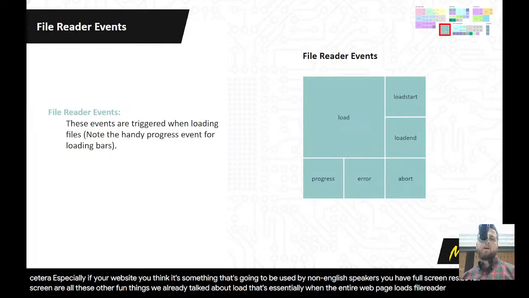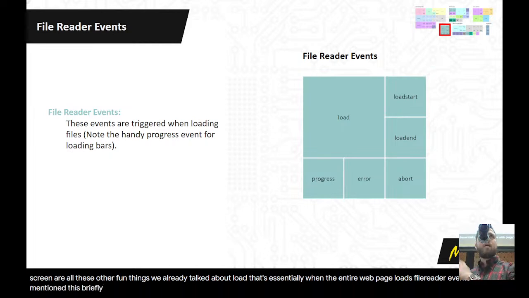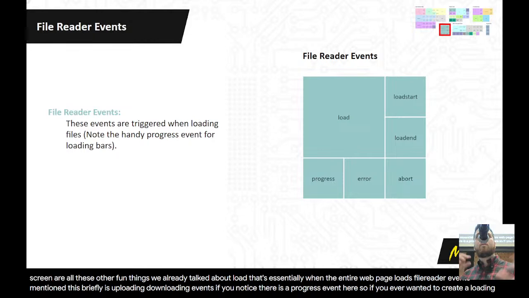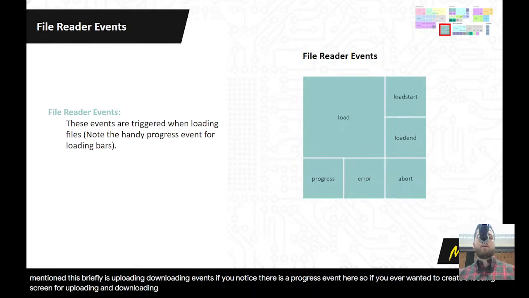File reader events. We mentioned these briefly. This is uploading, downloading events. If you notice, there is a progress event here. So if you ever wanted to create a loading screen for uploading and downloading, the progress event might be very useful. You can also detect if there's an error downloading.